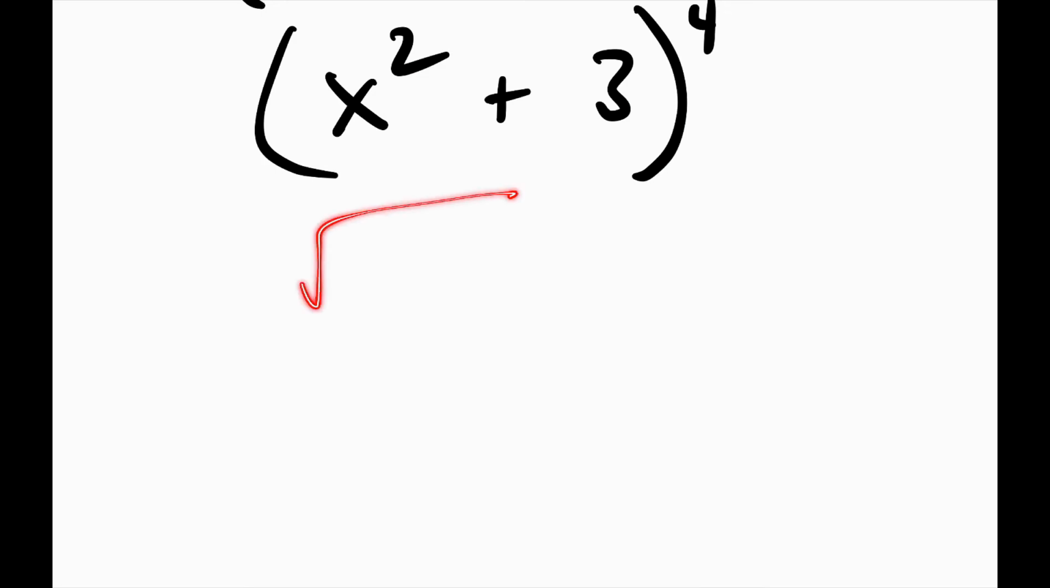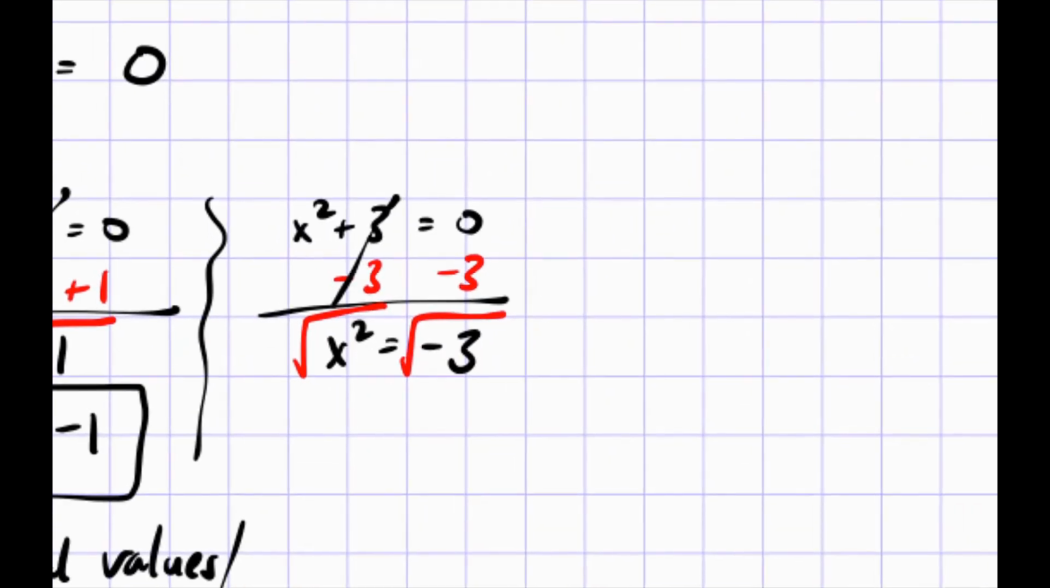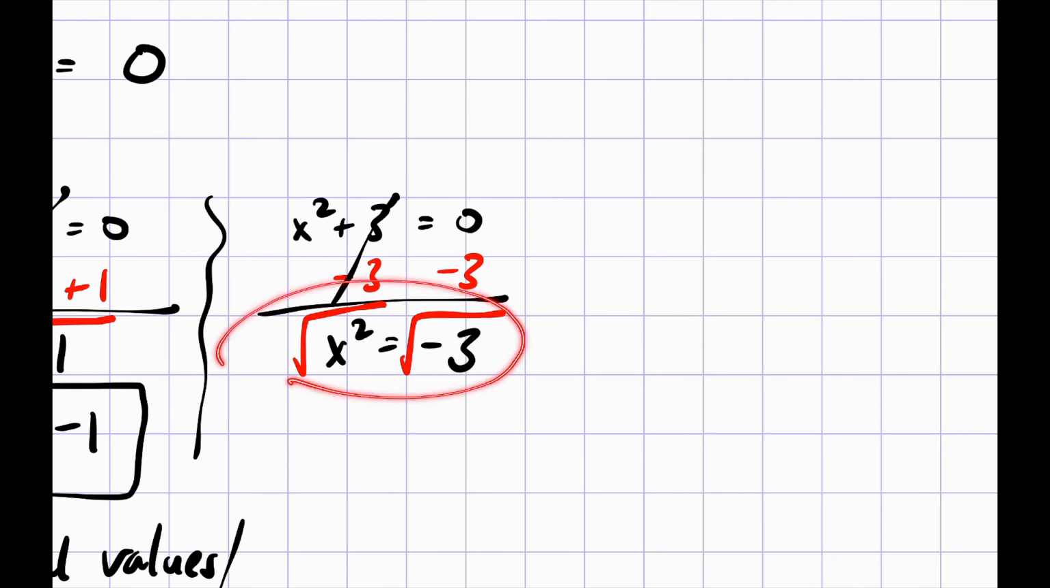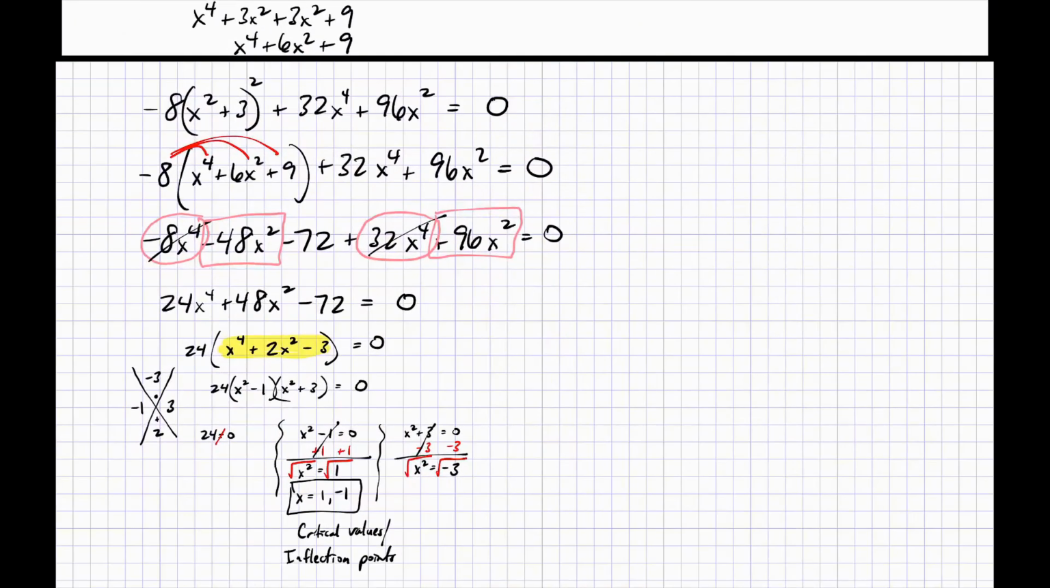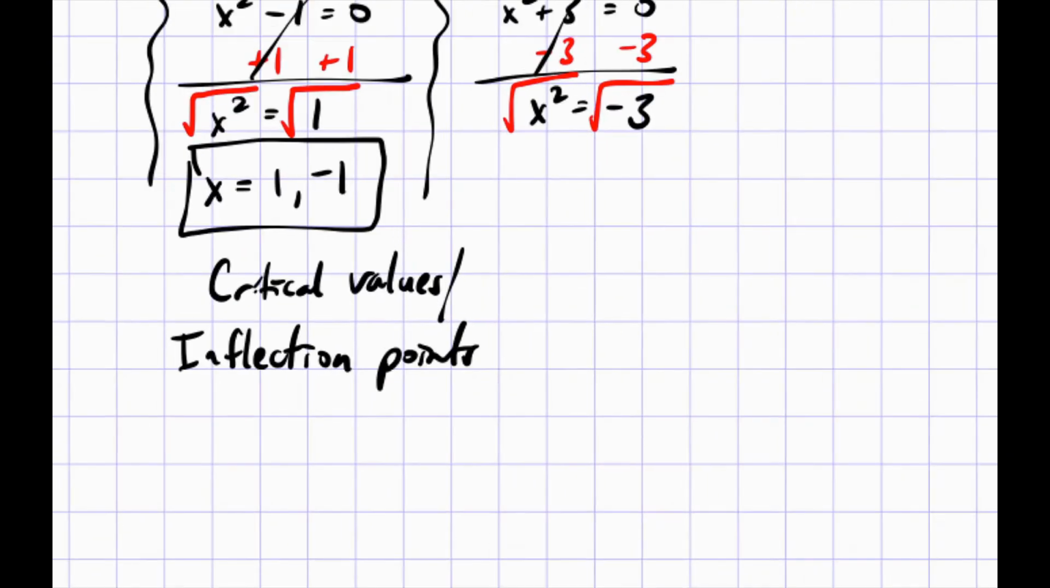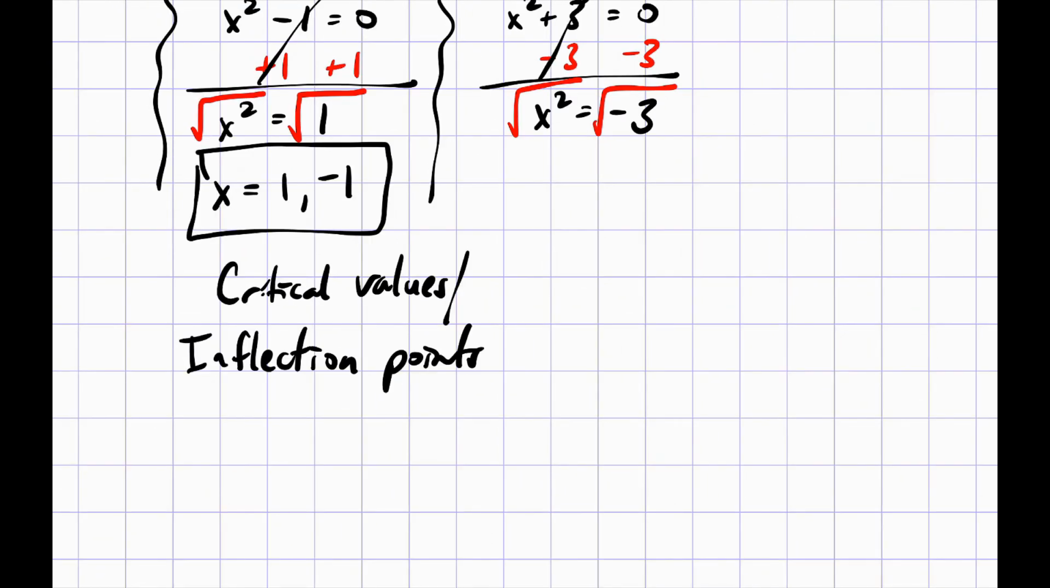You would take the 4th root, and then you would subtract 3 from both sides, and then you would have the same thing we had here. It's an imaginary number. So we don't worry about imaginaries. Imaginaries we don't concern ourselves with in this class. Okay. So the only critical values are -1 and +1. Those are the ones I have to check for positive or negative.